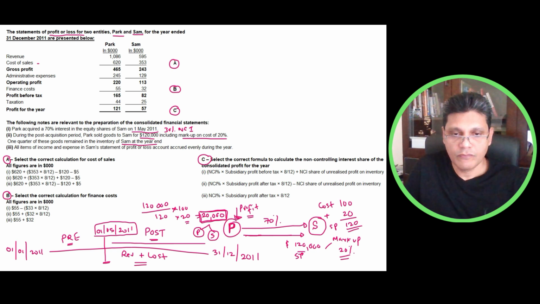However, if the profit is recognized by the subsidiary, that profit belongs to the parent company as well as the minority non-controlling interest. So that profit has to be segregated into the parent and the non-controlling interest, NCI. Now in this case the profit is recognized by the parent company. The entire 20,000 has to be removed, but here what they are saying is 1/4 of these goods remain in the inventory of Sam.